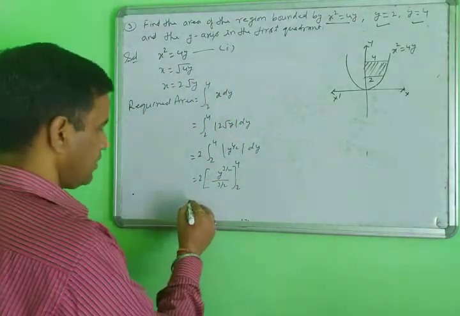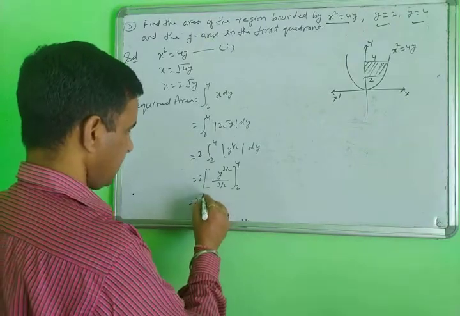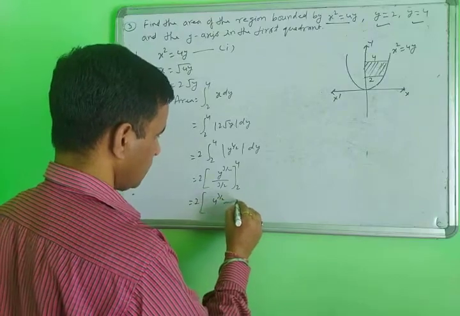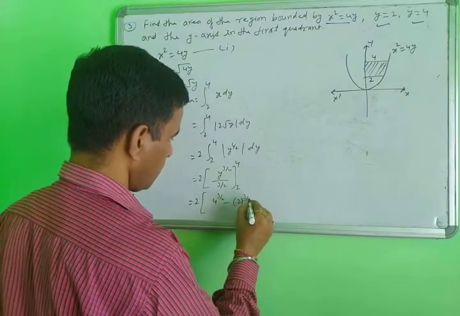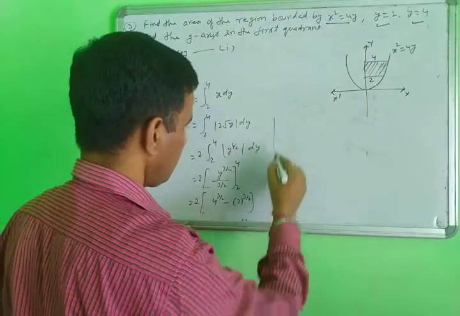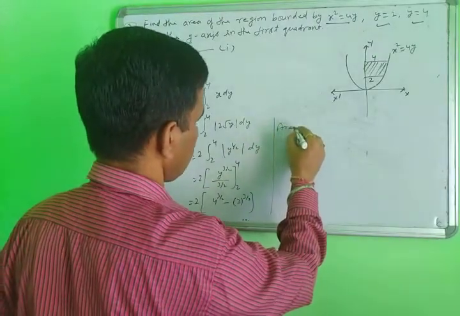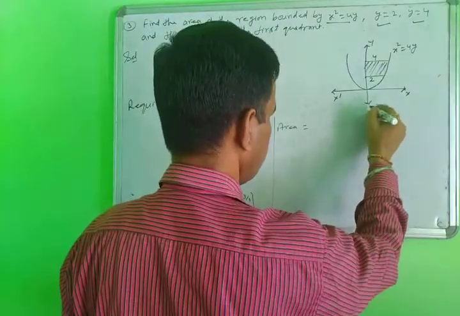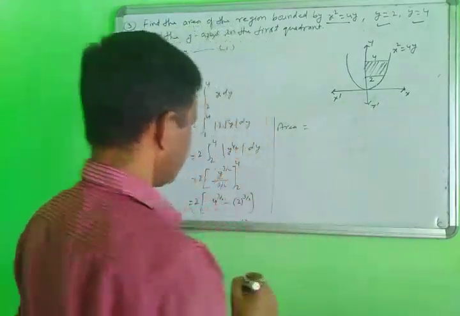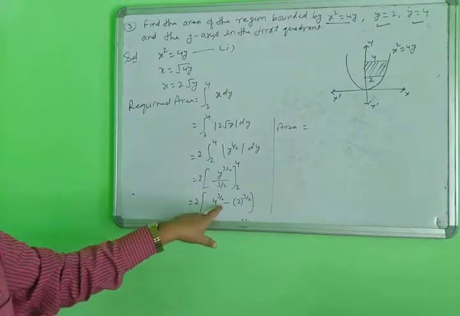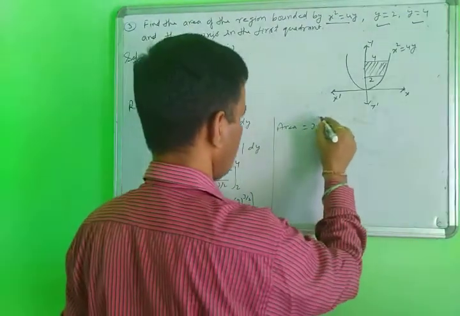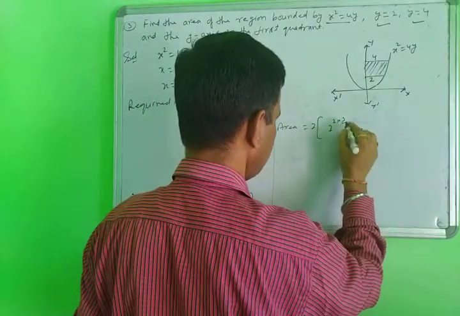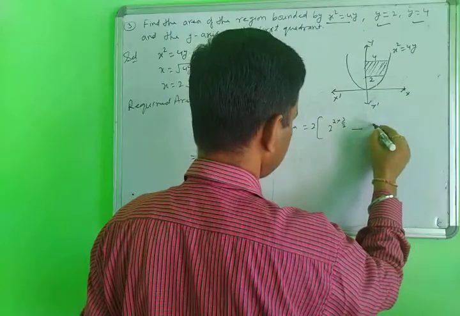So using the limits here, 2 is outside. Then what is the lower limit? 4 exponent 3 by 2 minus 2 exponent 3 by 2. Then you will write here, area equals, what is the area here? So you have 4 exponent 3 by 2, then you calculate it, 2 exponent 2 into 3 upon 2, minus, and 2 exponent 3 means 2 root 2.